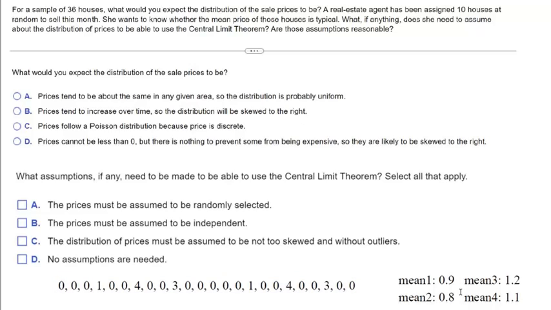So that's the idea: if you were to take a whole bunch of means, they would make a bell-shaped curve, even if the original data set doesn't make that bell-shaped curve. That's the central limit theorem. This question is talking about home prices. So before you try to decide whether the central limit theorem kicks in, the central limit theorem needs a large enough sample size.